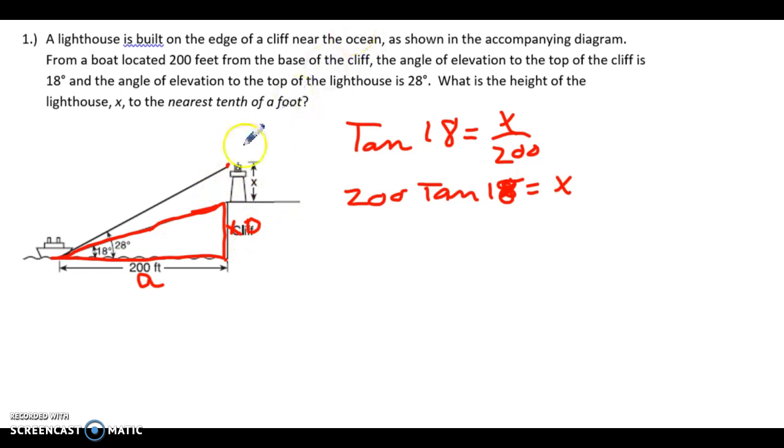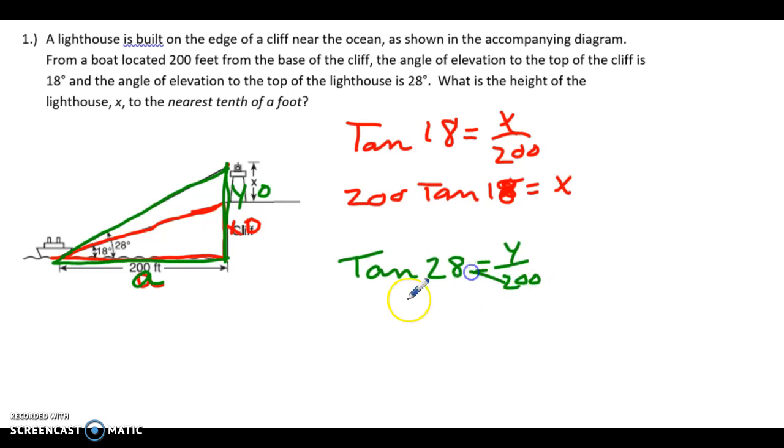Then let's go ahead and call this height, going from the bottom of the cliff all the way to the top of the lighthouse, y. And now I'm going to look at this big right triangle. This would still be the opposite side, and this would still be the adjacent side. So now I've got another tan function, but this time I'm using 28 instead of 18. I'm going to say tan of 28 equals y over 200. So when I multiply, I get 200 tan of 28 to get y.